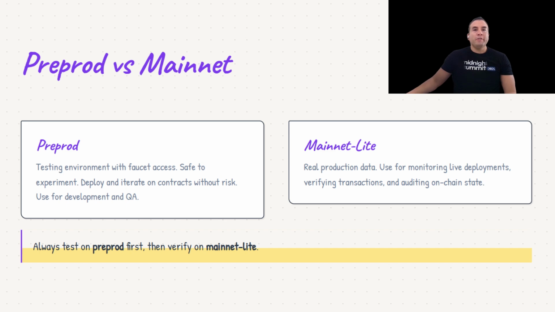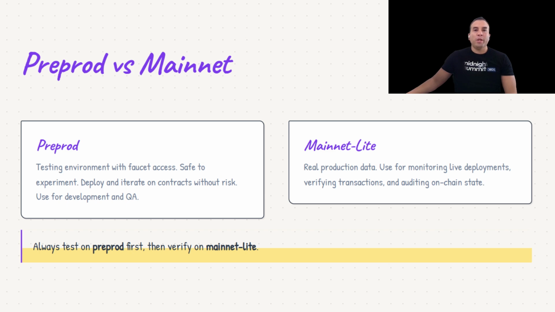The Explorer supports two networks, and knowing which one to use matters. Preprod is your testing playground. It has faucet access so you can get free tokens. It's safe to experiment on. And this is where you deploy and iterate on your contracts without any risk. Use it for all your development and QA work.